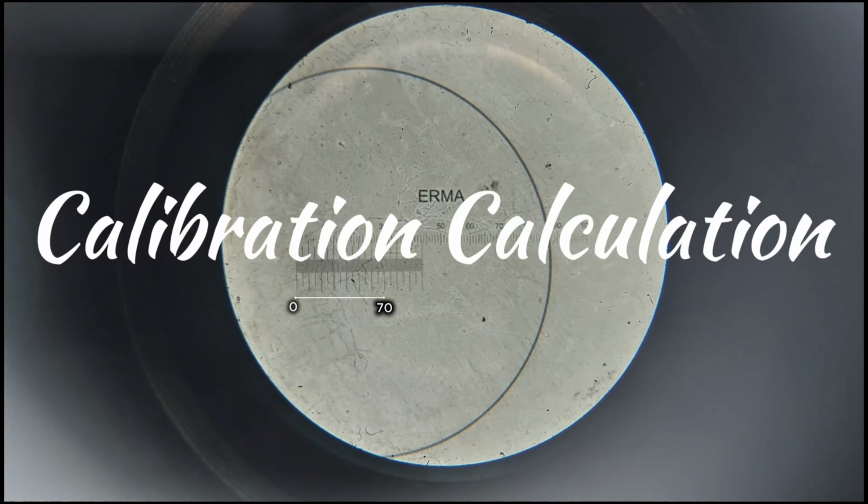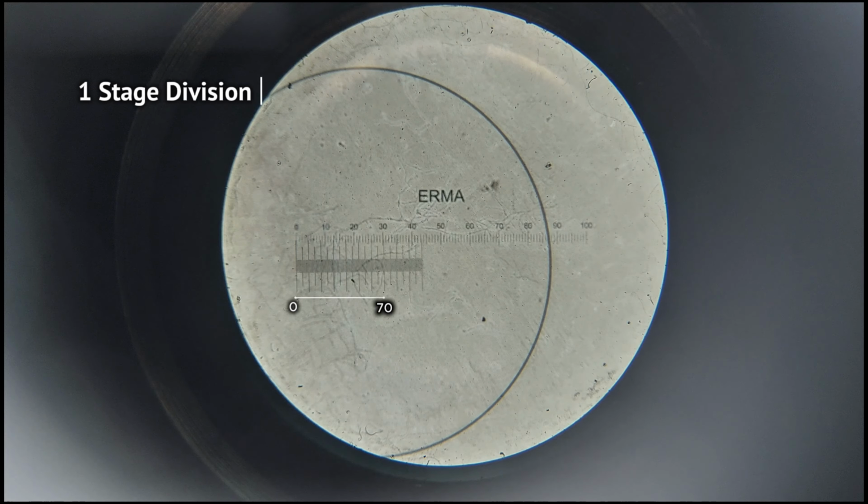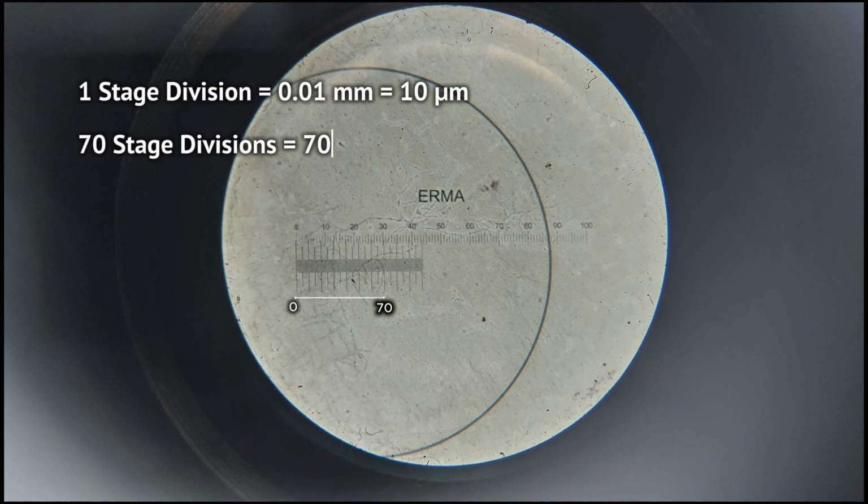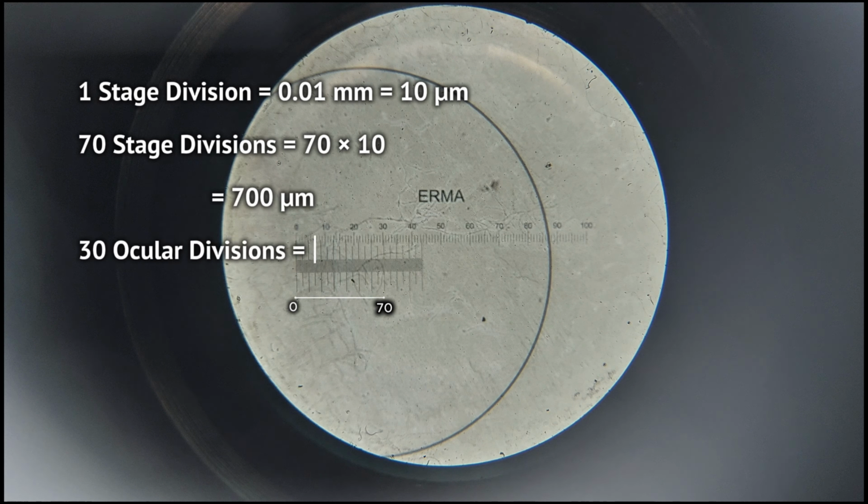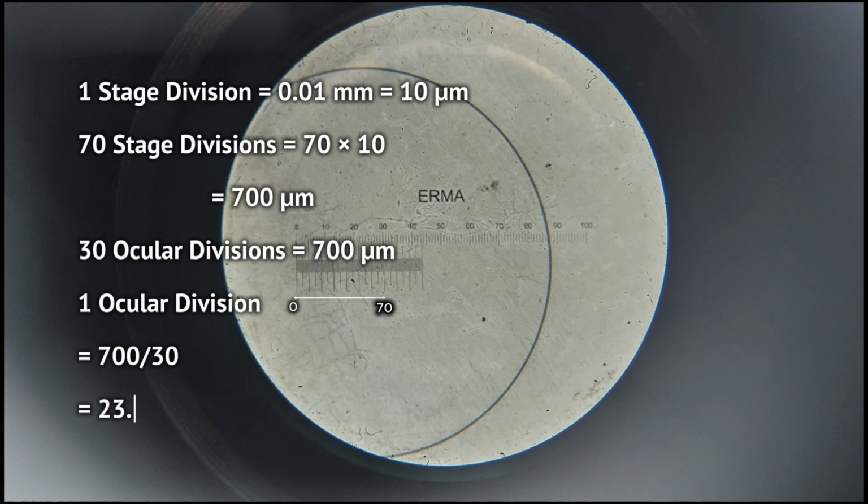Since one division of the stage micrometer is equal to 0.01 millimeter, or 10 micrometers, 70 stage divisions represent 700 micrometers. 30 ocular divisions are therefore equivalent to 700 micrometers. Thus, the value of one ocular division is calculated by dividing 700 by 30. Therefore, one ocular division is equal to 23.33 micrometers.